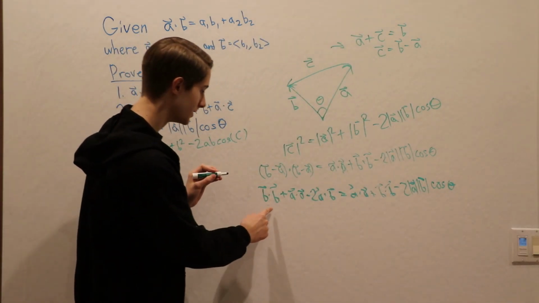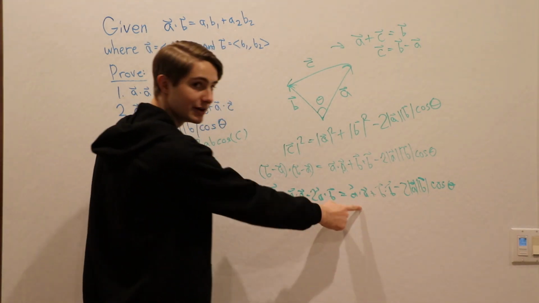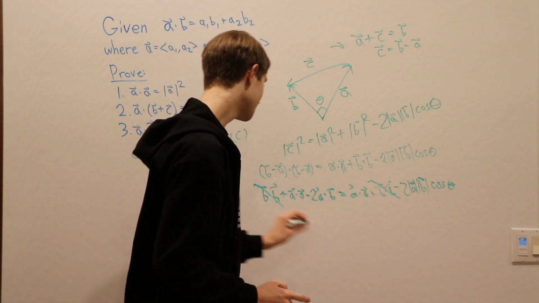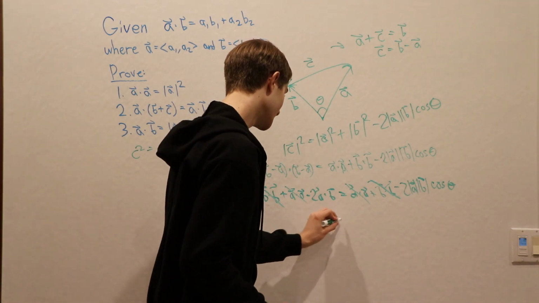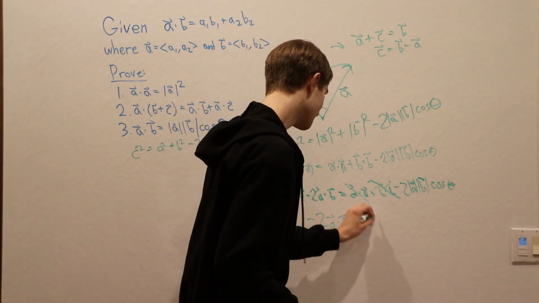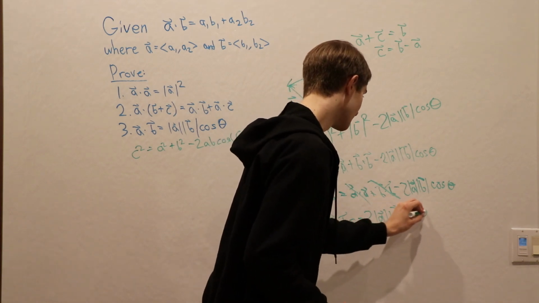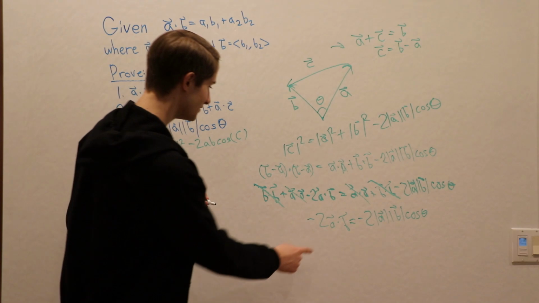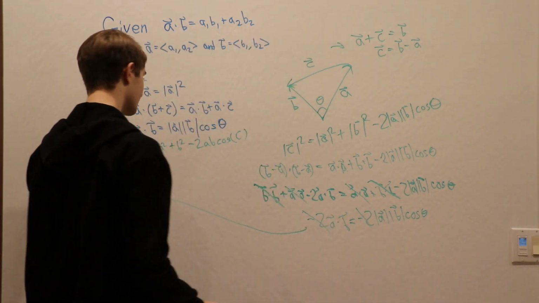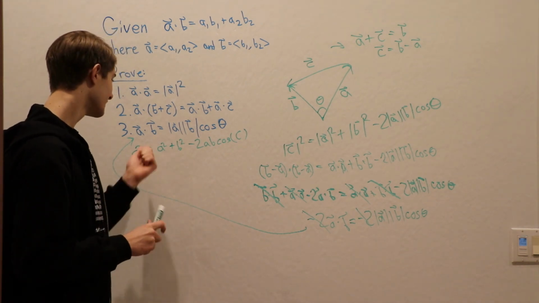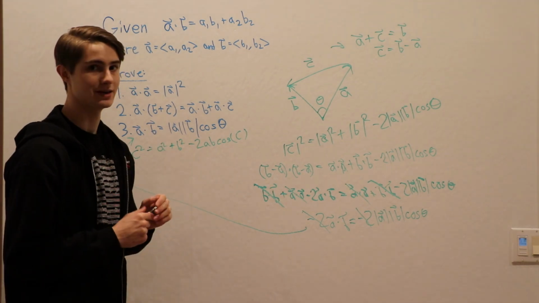So now we have B dot B plus A dot A on the left side, and B dot B plus A dot A on the right side. So let's cancel out the B dot B and the A dot A. And that gives us negative 2 A dot B equals negative 2 magnitude of A, magnitude of B, cosine theta. And now we're almost done. All we need to do is cancel out these negative 2's, and that gets us back to the property we want to prove. A dot B equals the magnitude of A times the magnitude of B times cosine theta.